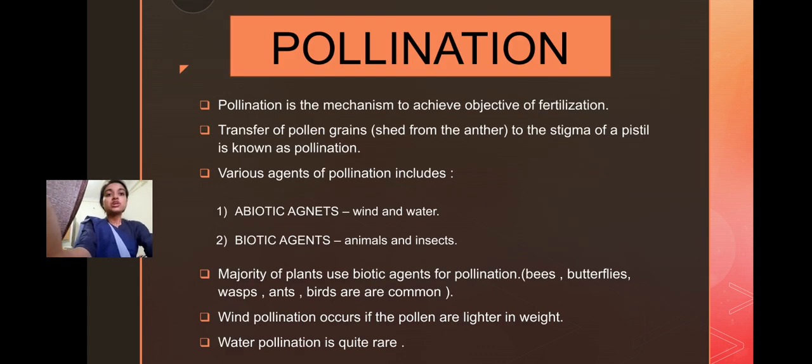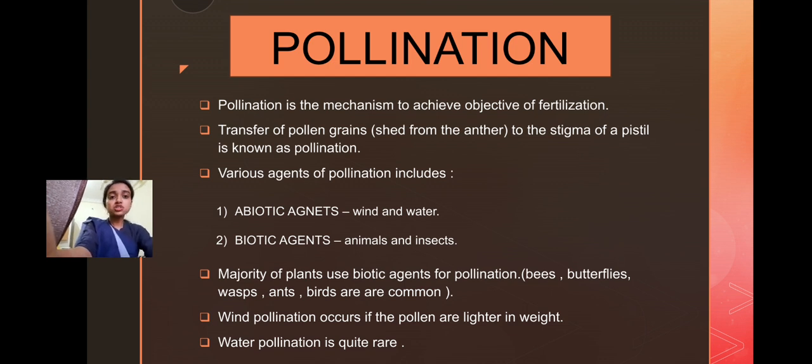Now, what is pollination? Many of us have heard about this term before. Pollination is the mechanism to achieve the objective of fertilization. The transfer of pollen grains from the anther to the stigma of a pistil is known as pollination. Various agents of pollination include abiotic agents or biotic agents. Abiotic agents include wind and water, whereas biotic agents include animals and insects.